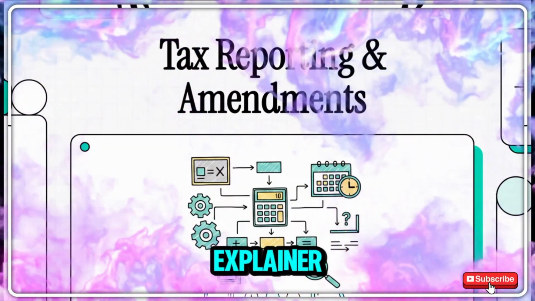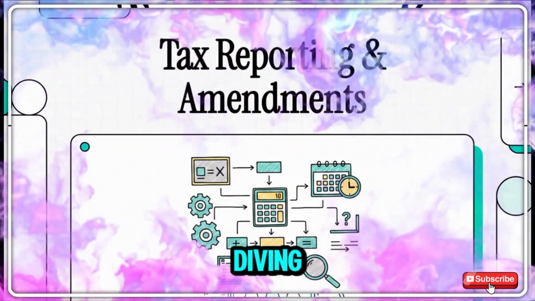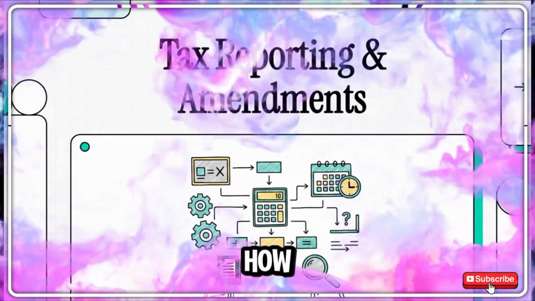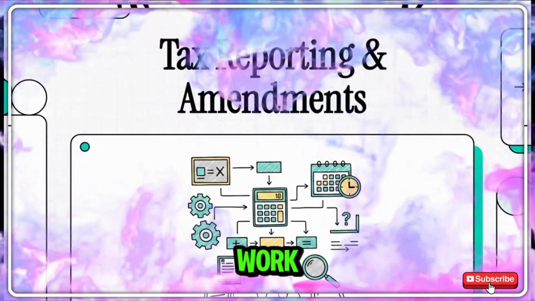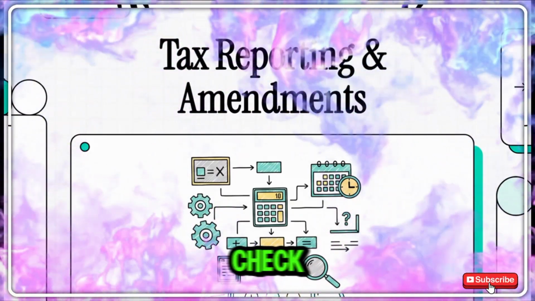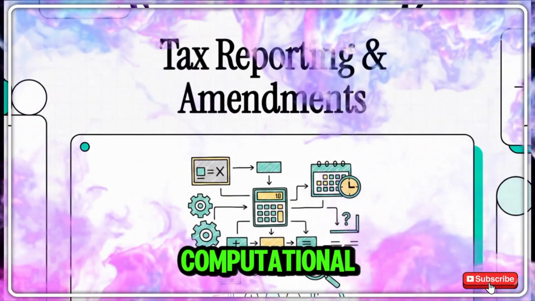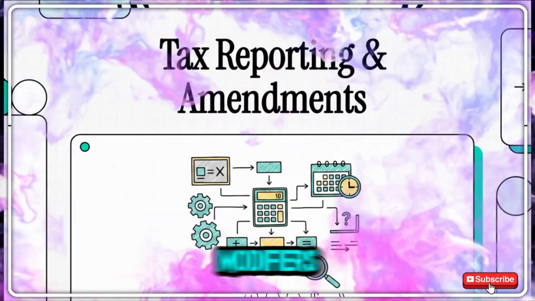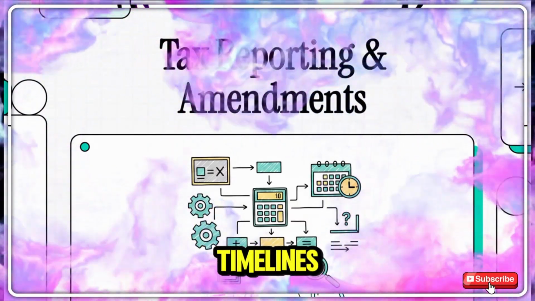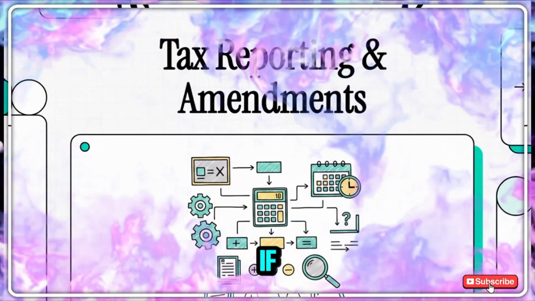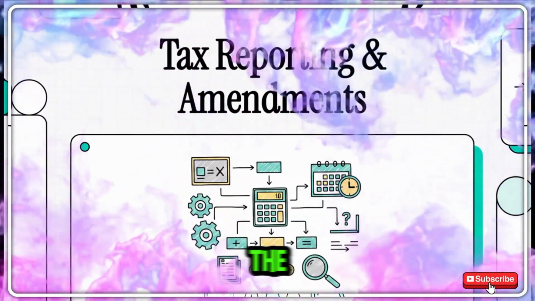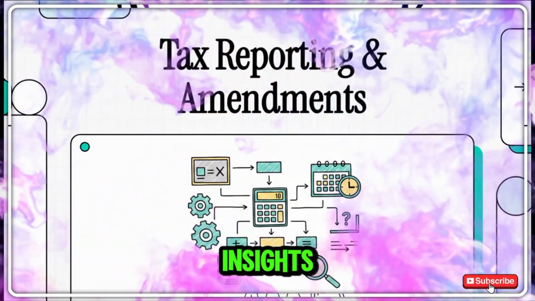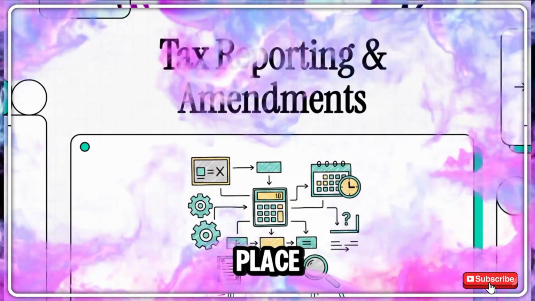Welcome to this explainer. Today, we're diving deep into the actual machinery of federal tax reporting and how retroactive amendments really work. We're not just going to talk about which boxes to check, we're analyzing the whole computational framework. We'll look at the cause and effect relationships of statutory modifiers and the strict timelines for fixing historical data. If you want to understand the true mechanics beneath the surface of tax compliance and pull out some truly actionable insights, you're in exactly the right place.